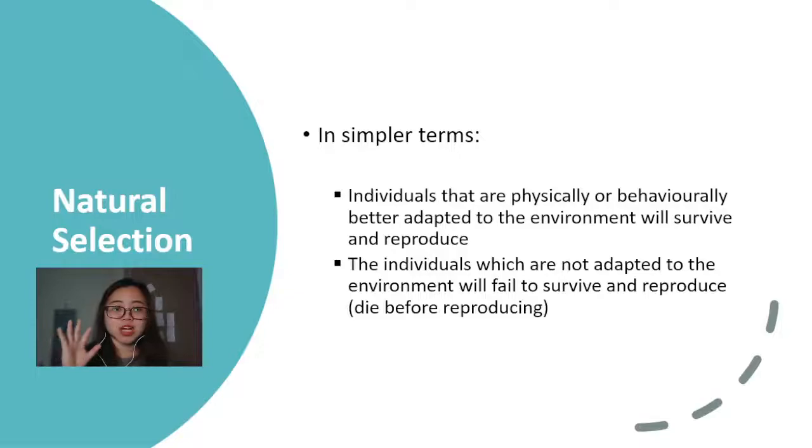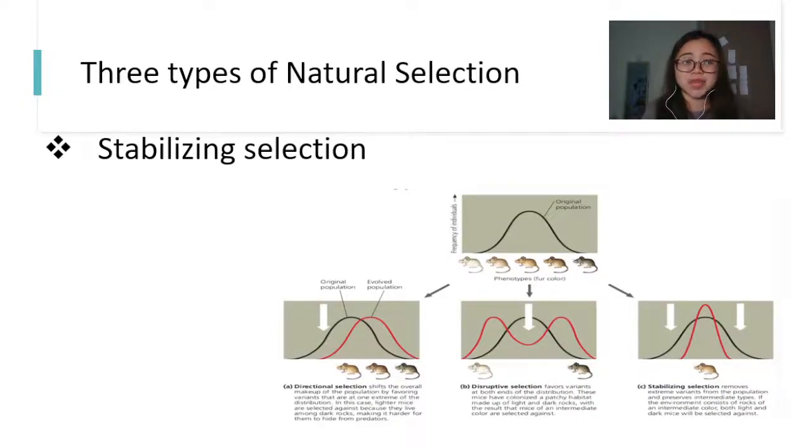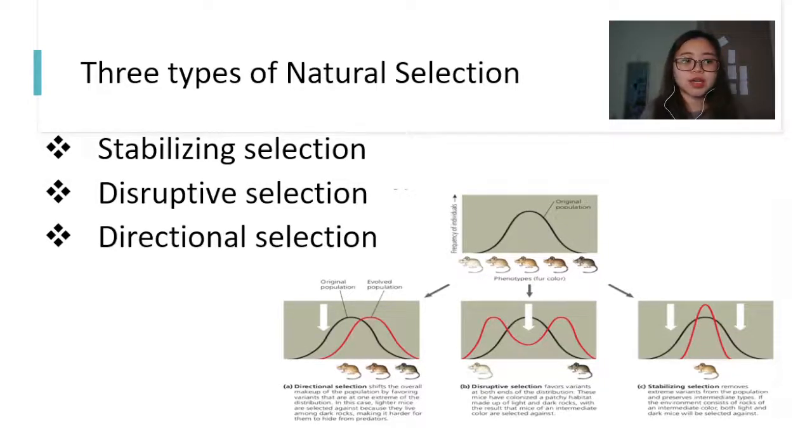Okay, so that is the concept behind natural selection. You live long enough in that environment, you can make more babies. That is natural selection. There are three types of natural selection that you'll learn about. The first is stabilizing selection. The second is disruptive selection. And the third is directional selection. And we can usually see them represented in these kinds of graphs.